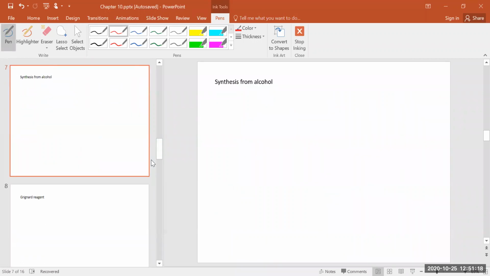Okay, another important thing is the synthesis from alcohol. The mechanism for this we will discuss in some mechanisms we already did. Like if you have a tertiary alcohol, remember, tertiary alcohol, and you take an acid in anhydrous condition, okay? Anhydrous, there should not be water.